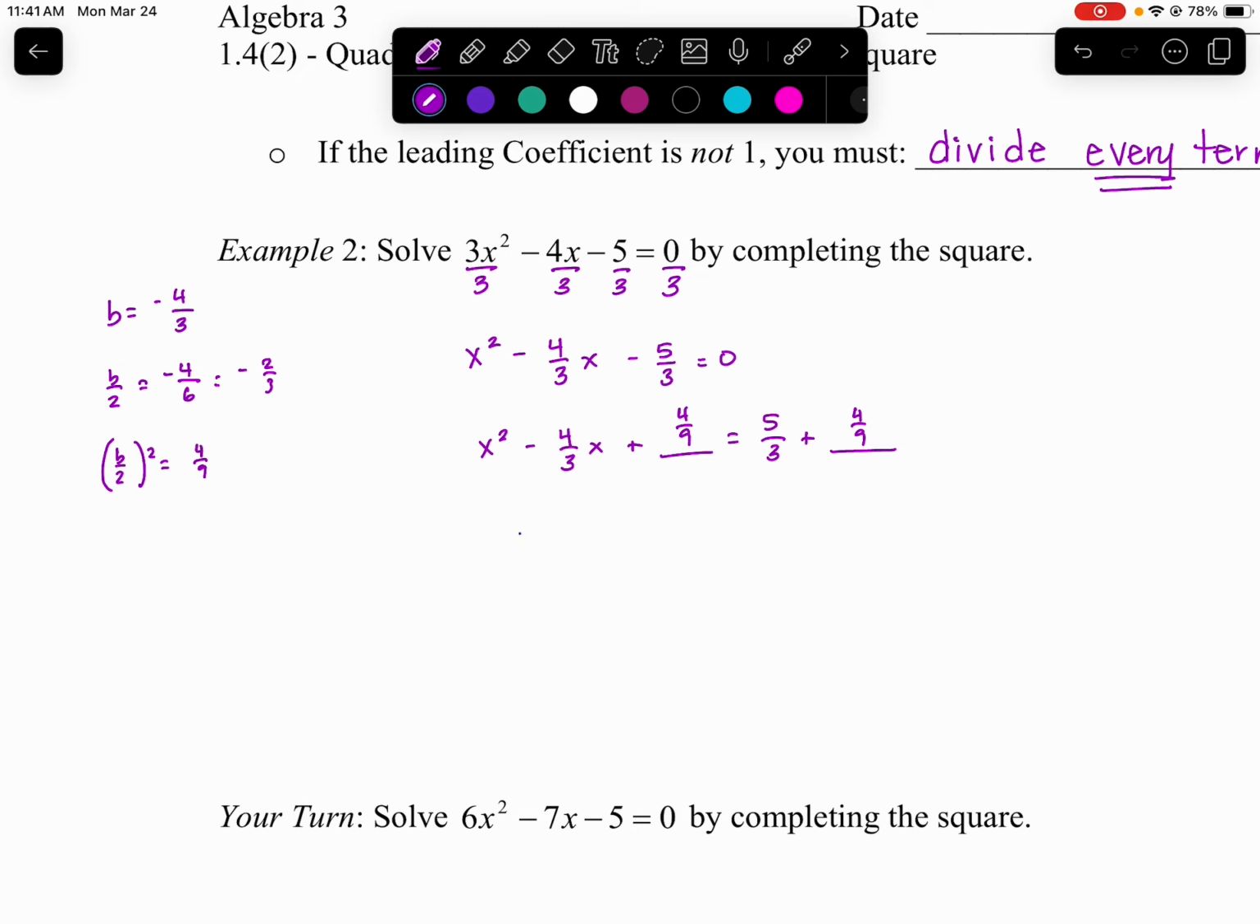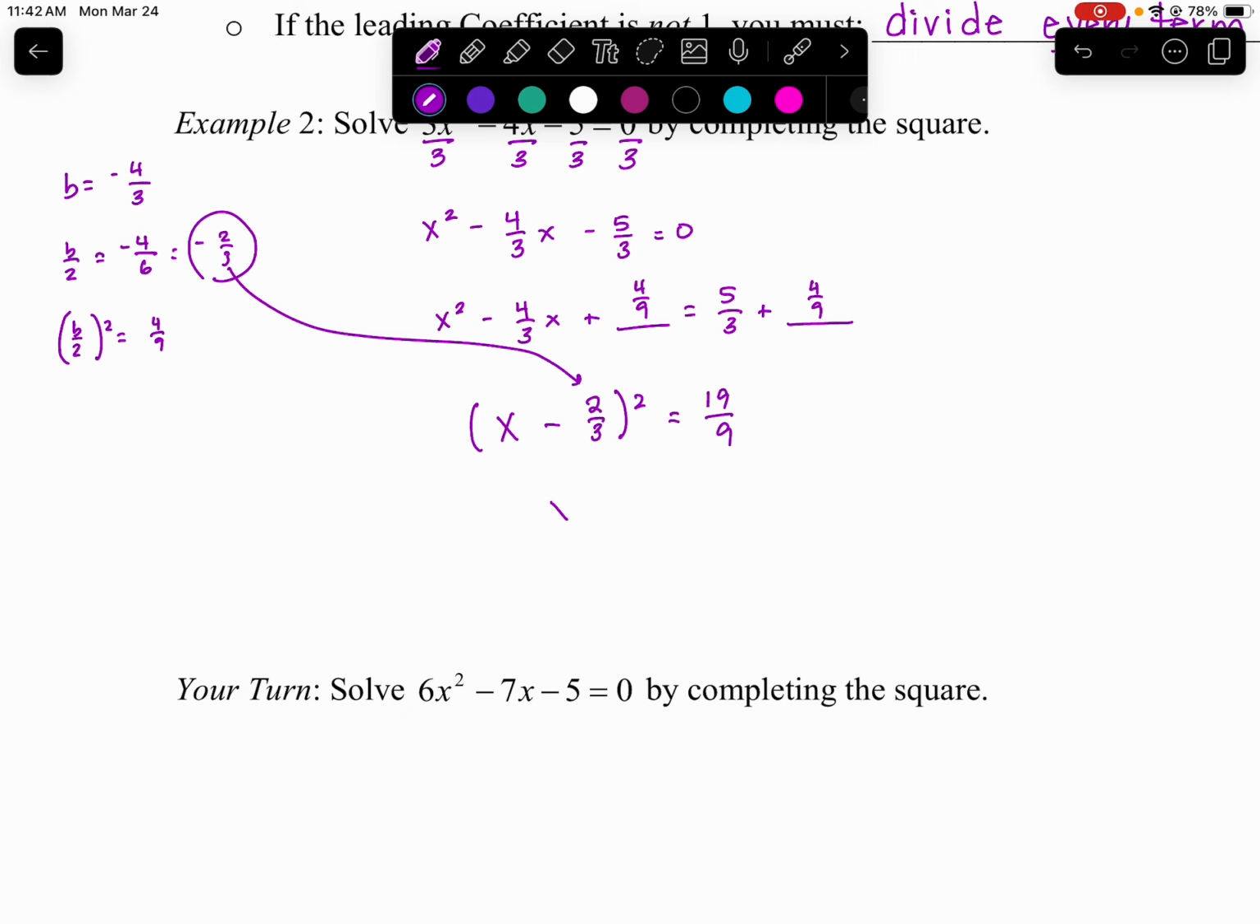All right, so now I have my perfect square trinomial, so it's going to be x minus 2/3 in this case, because remember, we always take this value to put there. And now I have to take my 5/3 plus my 4/9, and we're going to get 19/9. Again, solve this by extracting, so I need to take the square root of both sides. So x minus 2/3 equals plus or minus the square root of 19 all over the square root of 9, which is 3, so that works out nicely. And then finally, I need to add my 2/3 to both sides. So I get 2/3 plus or minus the square root of 19 over 3.